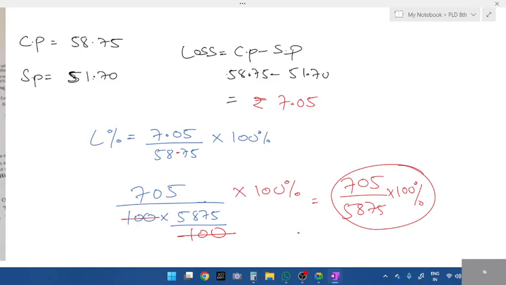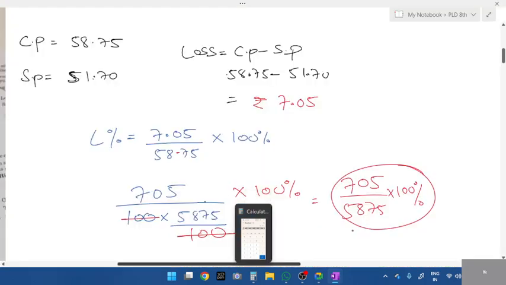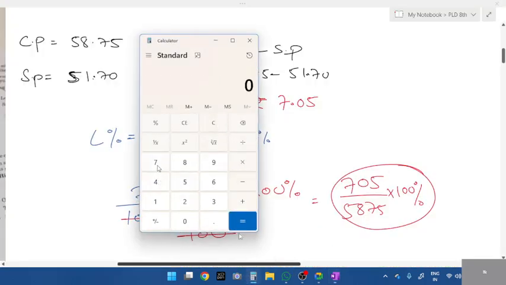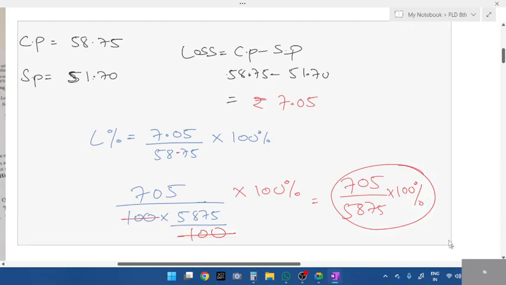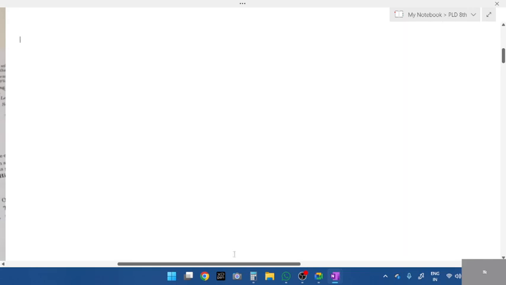The students completed. What's the answer you all got? 12%. See there. Yeah, use the 5 times table and reduce. Let me check the answer directly. 705. Okay, correct. Into 100 is 12%. Done? Shall we try the next one?